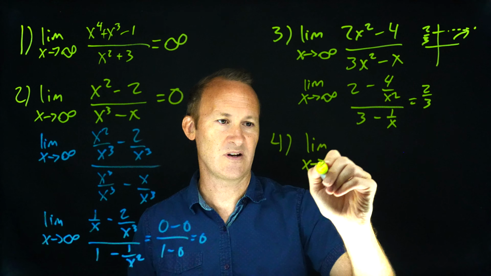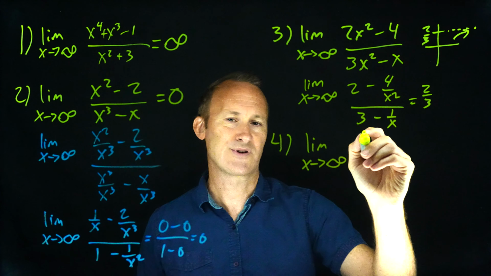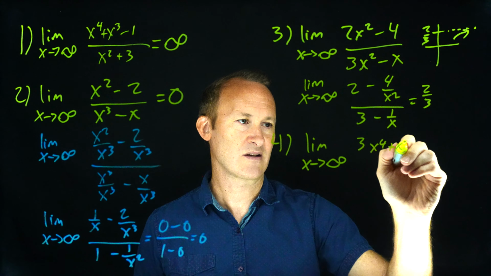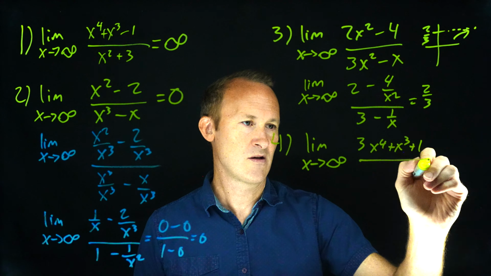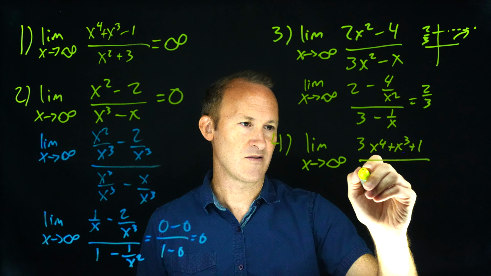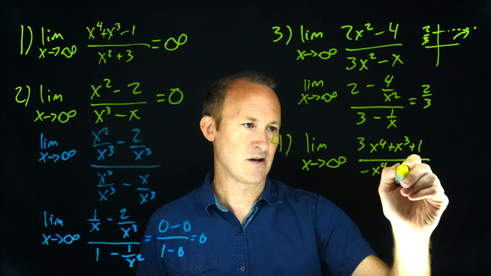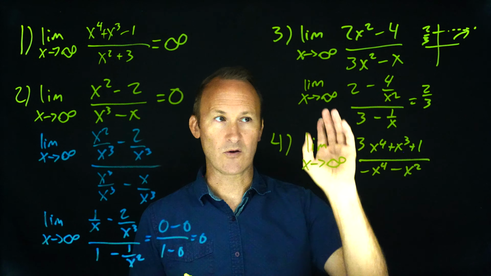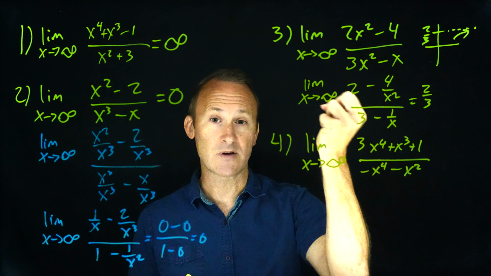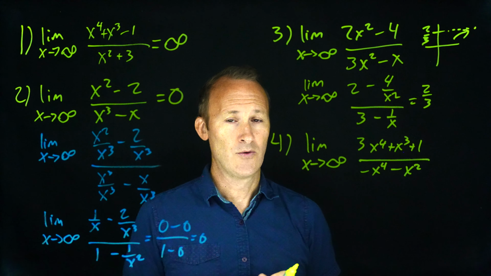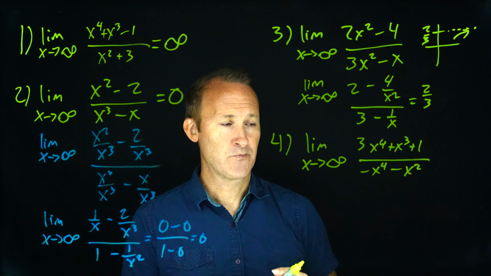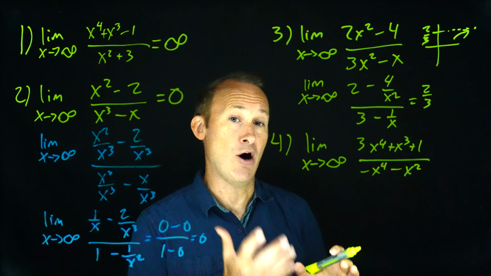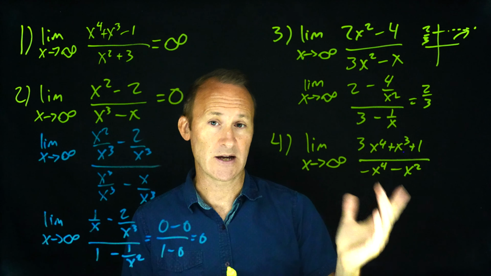Limit as x approaches infinity of, let's go with 3x to the 4th plus x to the 3rd plus 1 over, how about negative x to the 4th minus x squared? Okay, what happens here? So the idea is to look at it like you did the top one. And what's going to happen is, like the x cubed term, the 1, and the negative x squared term will all go to 0 when you divide by x to the 4th.